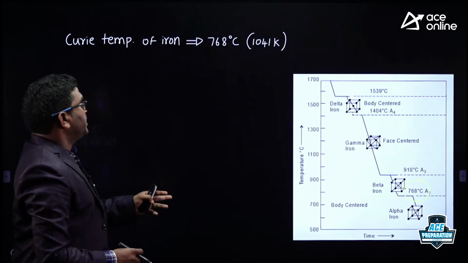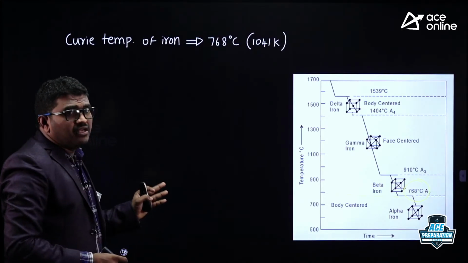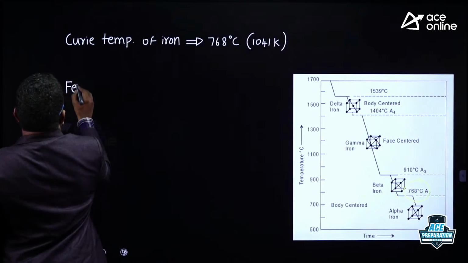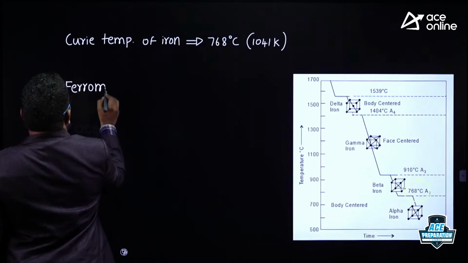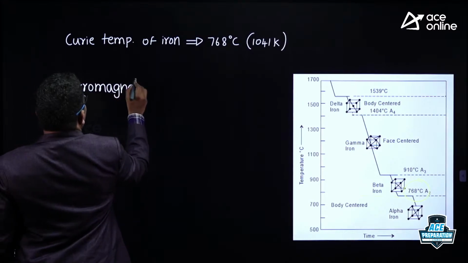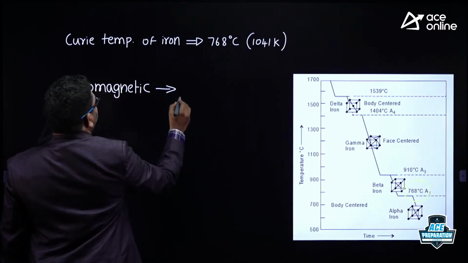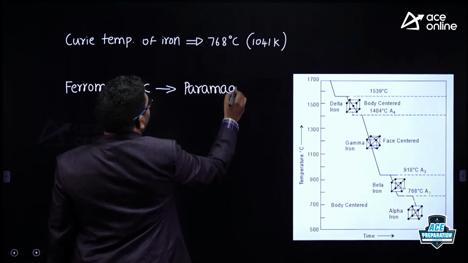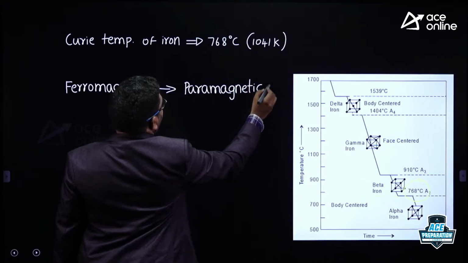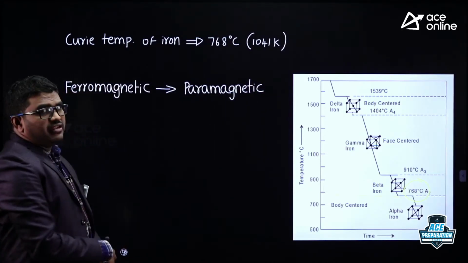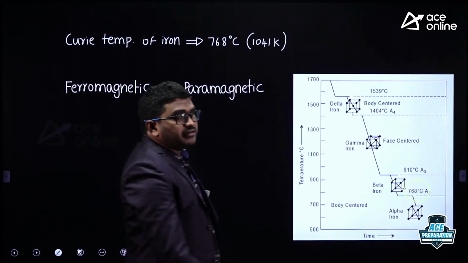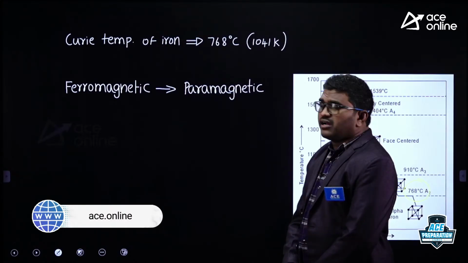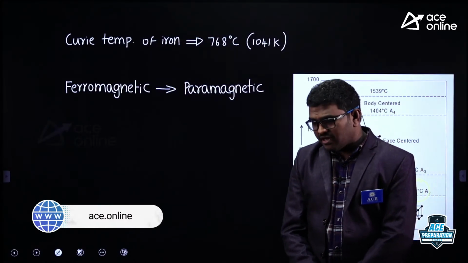At this temperature or above it, the ferromagnetic material converts into a paramagnetic material. At this Curie point of temperature, the ferromagnetic material converts into a paramagnetic material. Remember, very, very important. At Curie temperature, ferromagnetic material converts into paramagnetic material. Now listen.